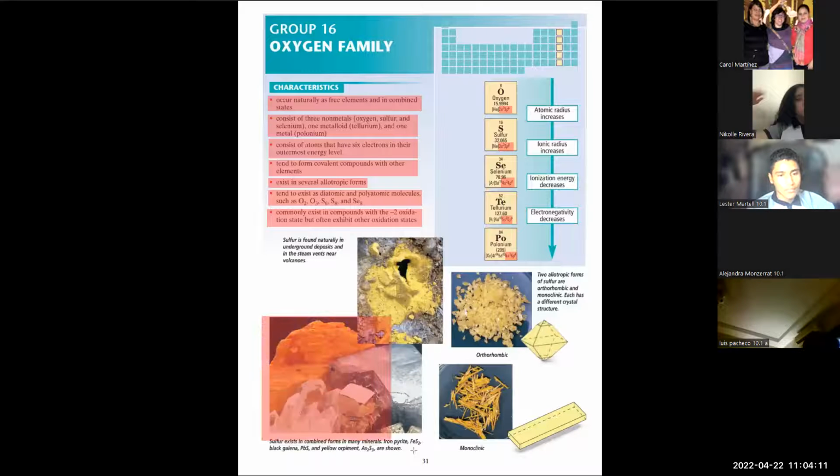And again, as I told you, sulfur is one of the most abundant elements, and it can exist in nature combined. It can be pure, like the sulfur that you can find naturally in those deposits, or it can be combined with other elements to form minerals, as you can see right here.